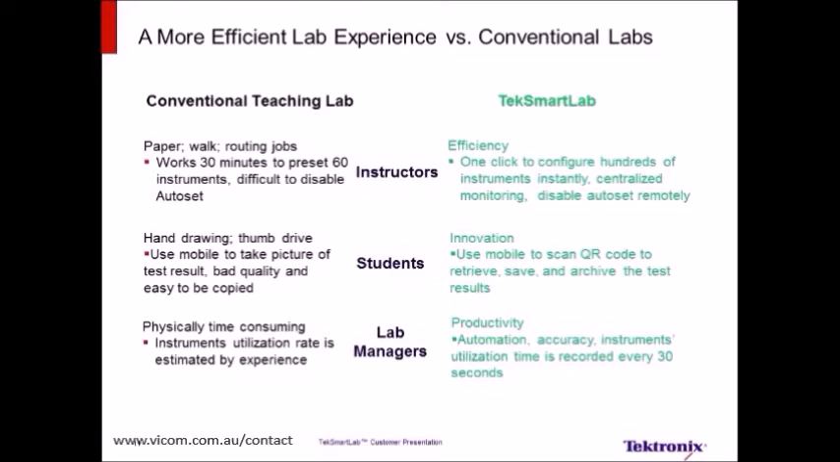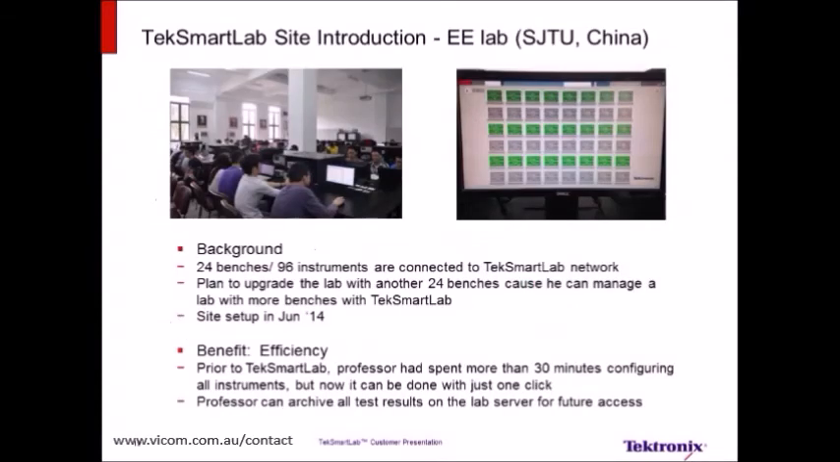So in the next few slides, let's see how TekSmartLab has brought efficiency to actual university sites. The first TekSmartLab site was set up in June 2014 at a top university in China. In this lab, there are 24 benches with a total of 96 instruments. The professor has a plan to upgrade the lab with another 96 instruments because TekSmartLab can help him manage more benches. The main benefit TekSmartLab brings to him is efficiency.